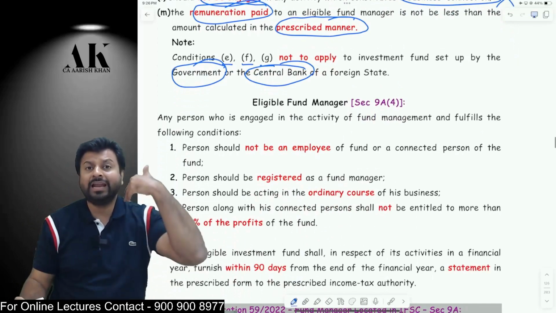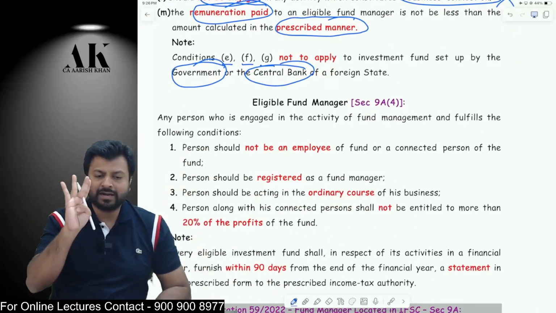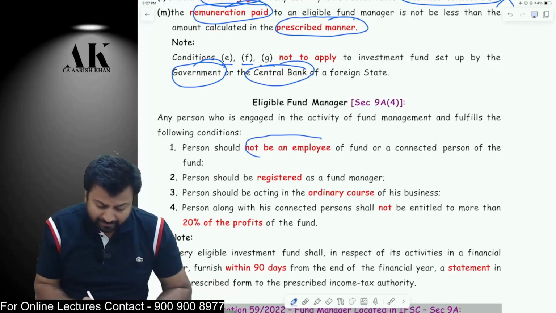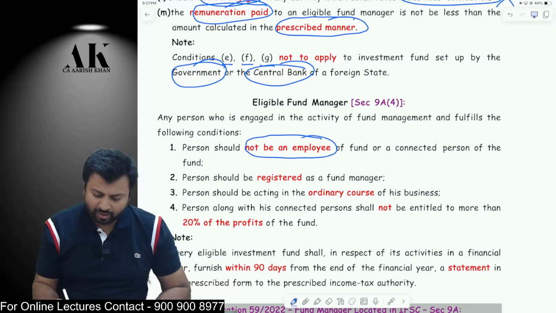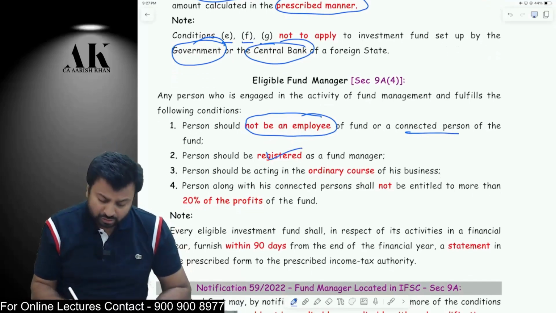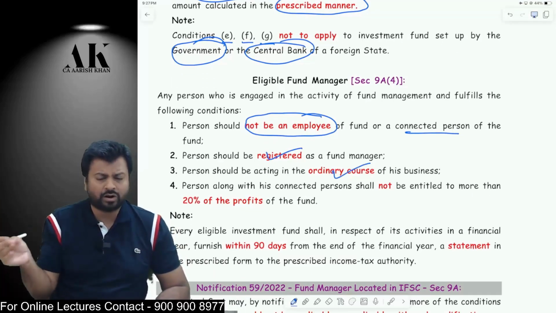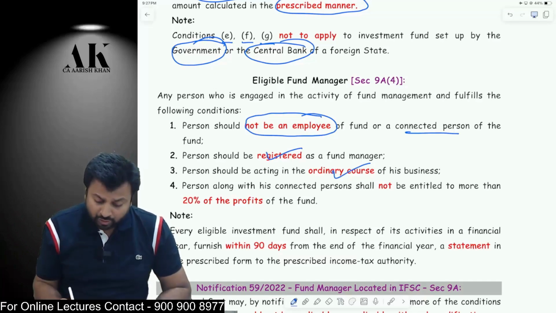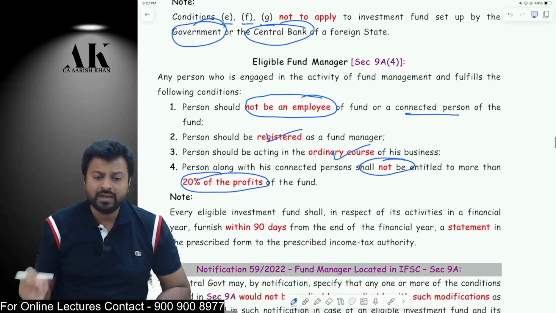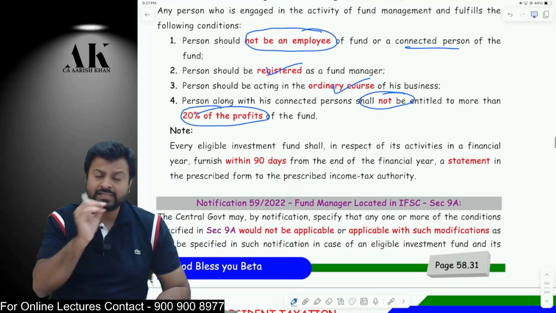Now what do I mean by eligible fund manager? To become an eligible fund manager, you have to fulfill 4 conditions. How many conditions? 4 conditions. First, the eligible fund manager should not be an employee of the fund or an employee of a connected person of the fund. He should be a registered fund manager. He should act in the ordinary course of business, and he should not be given more than 20% of the profits. Okay, maximum how much profit should be given to him? He should be given a maximum of 20% of the profits, not more than that.